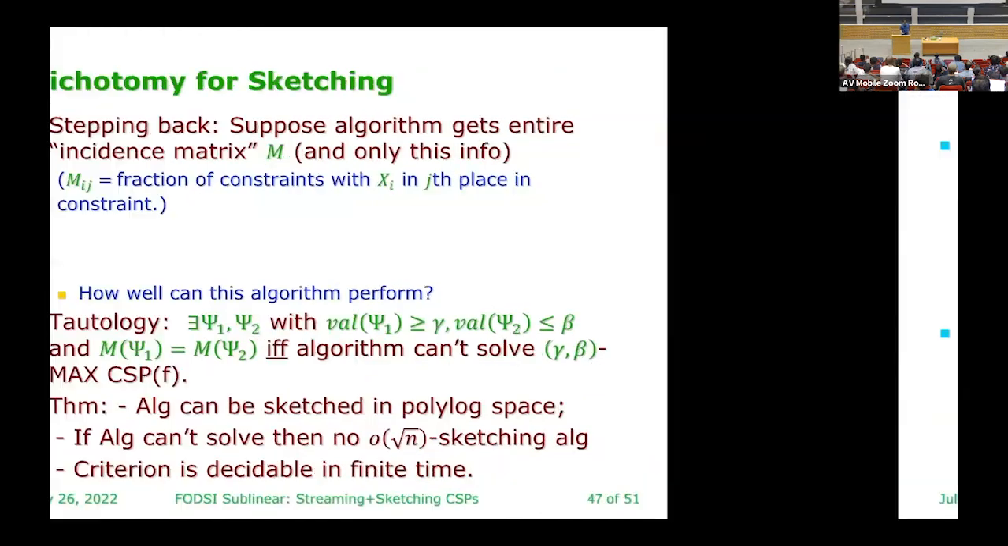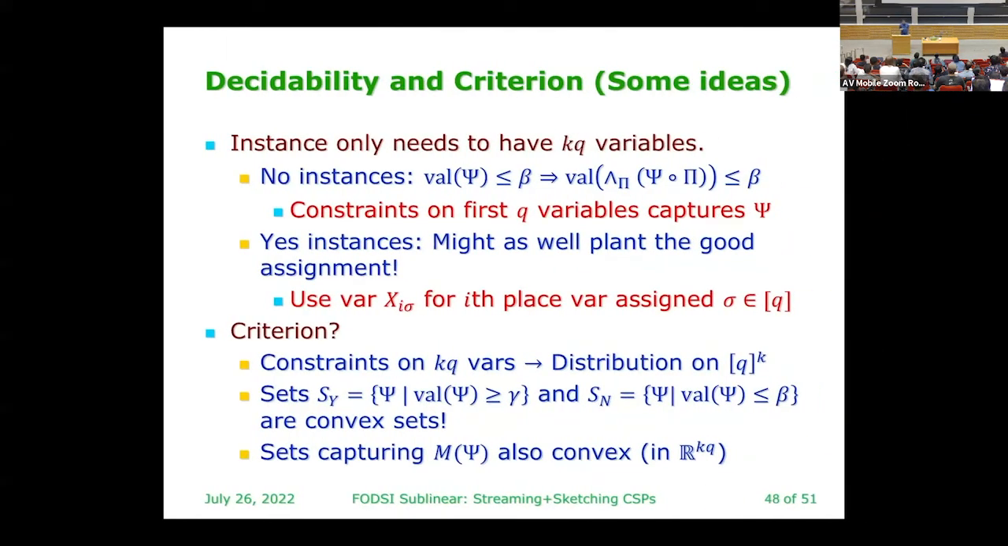So in the last slide, I will try to tell you a little bit about how these things work. Maybe this is not the last slide. Maybe there's one more slide. So the first insight over here is that actually for instances, you don't need to look at arbitrarily large n. K times q variables suffice. You're looking for the worst instances of some type or the best instances of some type.